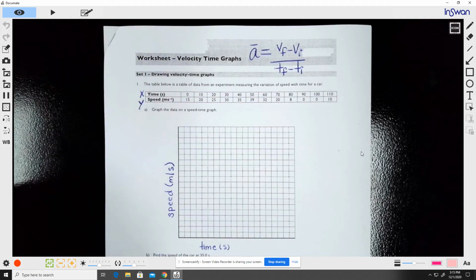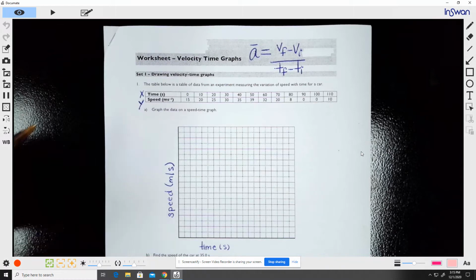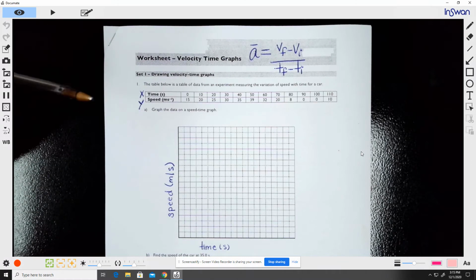Hi guys, I just want to touch base with you today. So no new concepts today, but I wanted to see if you were having any problems on the worksheets that you guys were given before you left.